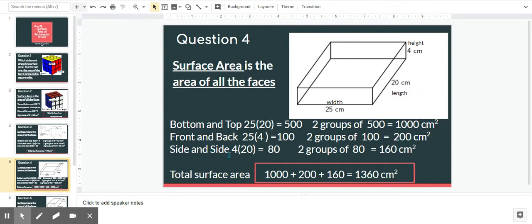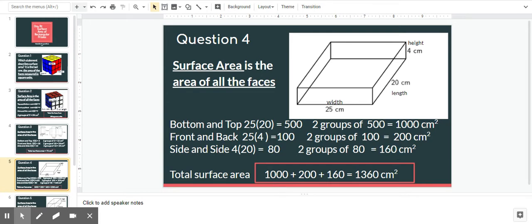And the last pair are the side faces. So this side that is 20 by 4, 20 times 4 or 4 times 20, either order is 80. And then there's 80 on this side for this area. And those 2 groups of 80 together are 160.